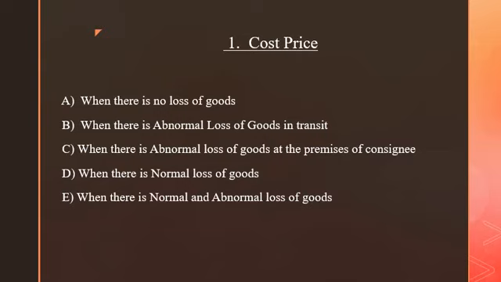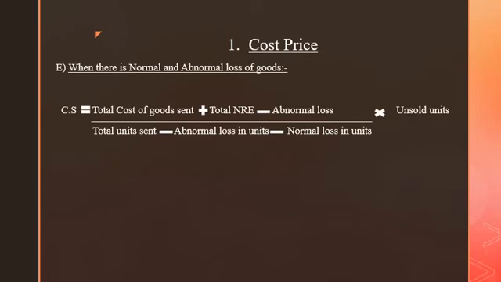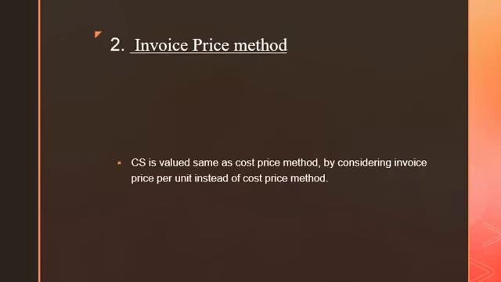In the previous class we were dealing with different methods of cost price wherein we need to evaluate the consignment stock. So in consignment stock, if we are evaluating under the cost price method, these were the different methods that we have seen and also the different formulas for these methods. Today we'll be dealing with the second method, that is the invoice price method. First one was the cost price method. Now next is the invoice price method.